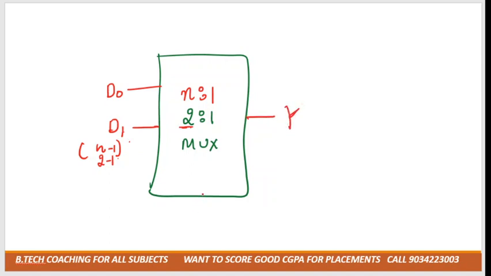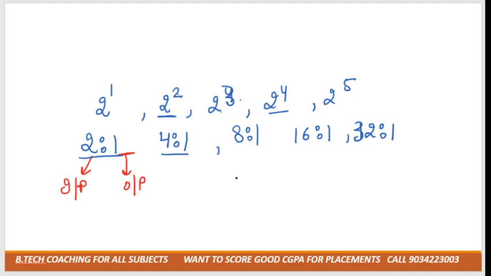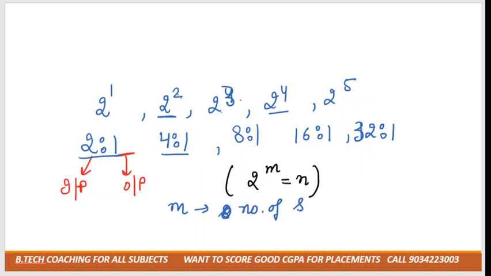But for that we have one more thing, that is a select line. So how many select lines are there? For that we have one formula, that is 2 raised to power m is equal to n, where m is the number of select lines and n is the number of inputs.